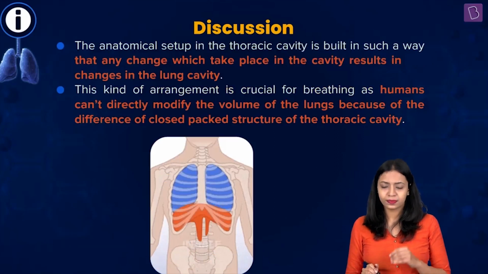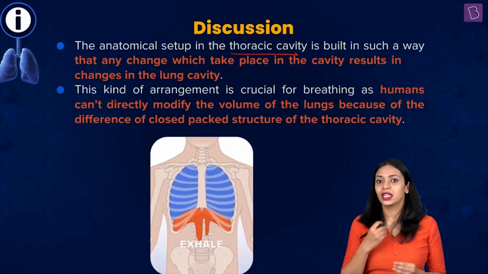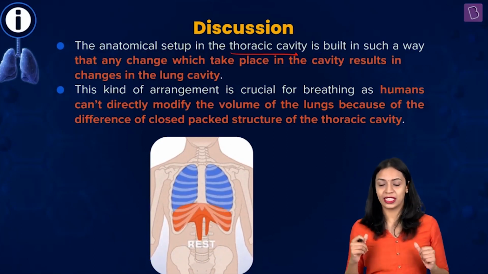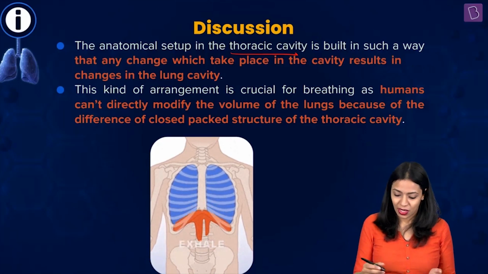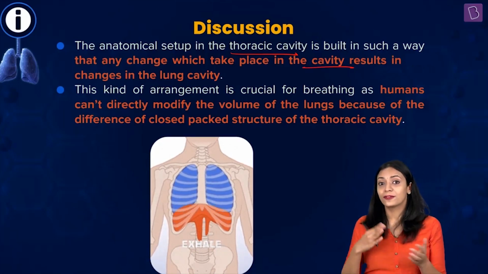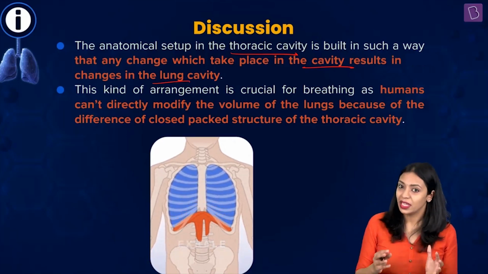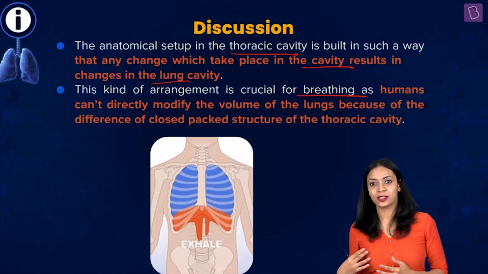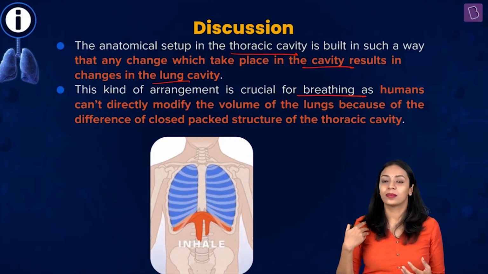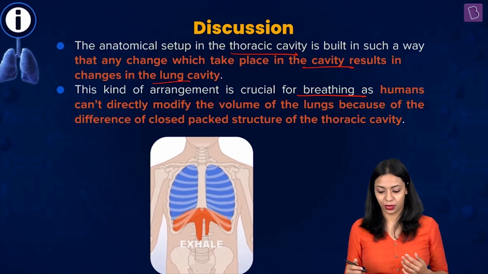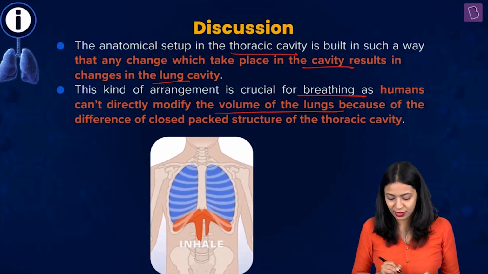Okay, so the anatomical setup of the thoracic cavity is such that whenever there's an increase in the volume of the thoracic cavity, then there will be an increase in the intrapulmonary volume as well. So if there's any change in the volume of the thoracic cavity, it will reflect in the volume of the lungs as well. Okay, so that is how the setup is, and it is very important because that is how breathing takes place. We alter the volume of the thoracic cavity, thereby alter the volume of our lungs, which is very essential for breathing in and breathing out. So that's because we cannot directly modify the volume of the lungs.